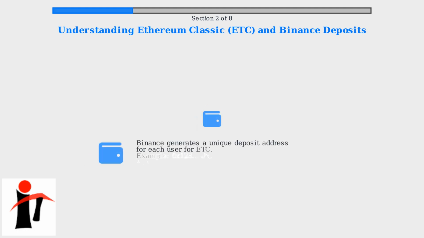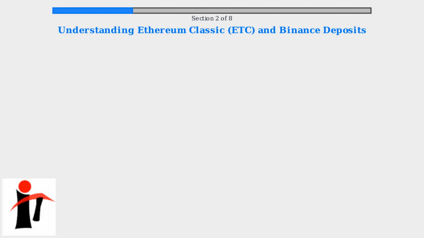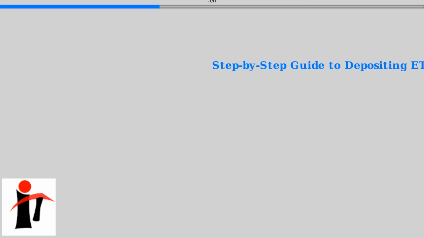Binance provides a unique deposit address for each user specifically for ETC. This address is a hexadecimal string generated by the platform. Always use the official Binance address and double-check the network selection before sending funds.